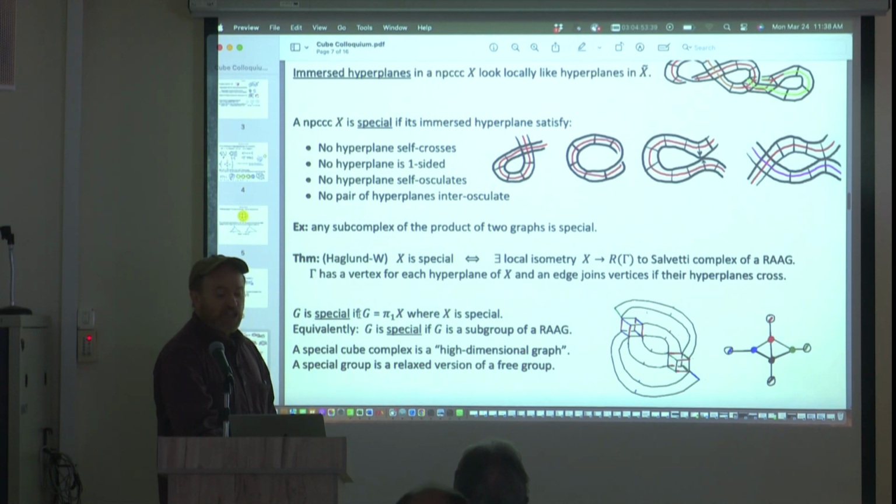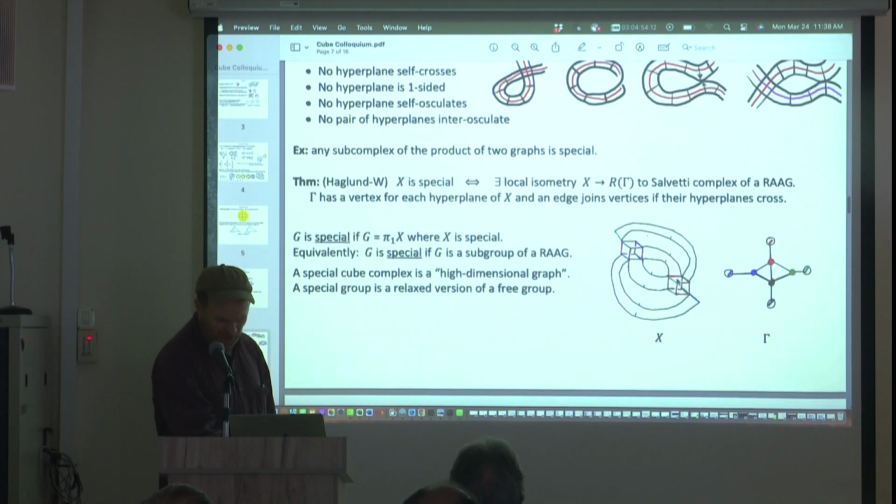G is special. A group is special if it's the fundamental group of a special cube complex. And it turns out to be the same thing, based more or less on what I've just told you. A group is special if it's a subgroup of a right-angled Artin group. And special cube complexes, you could think of them as high-dimensional graphs, and a special group, you could think of it as a kind of relaxed version of a free group, in fact.